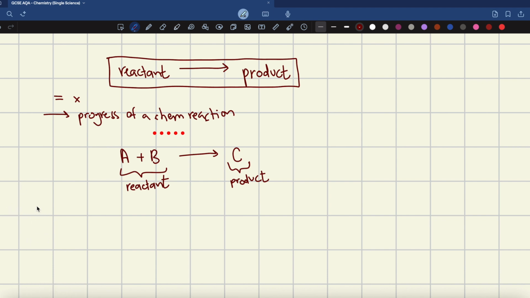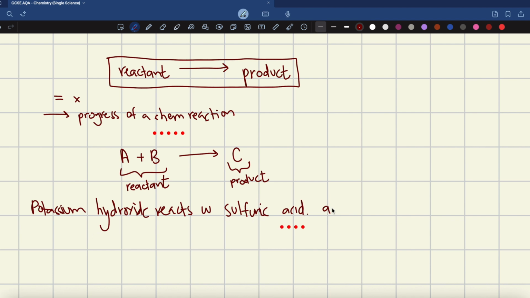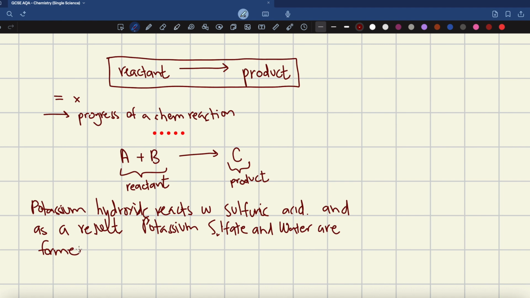Let's discuss an example. Let's say that it's given to us that potassium hydroxide is going to react with sulfuric acid, and as a result, potassium sulfate and water are formed. Now, how would we convert this into a word equation?